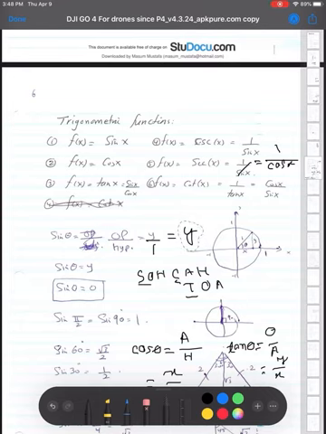We can similarly solve for sine 0 degree. So sine 0 degree will be 0, because if the angle is 0 degree, that means the y will also be 0. So 0 divided by any number will be 0. So sine 0 degree is 0.